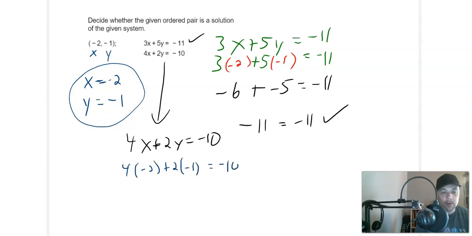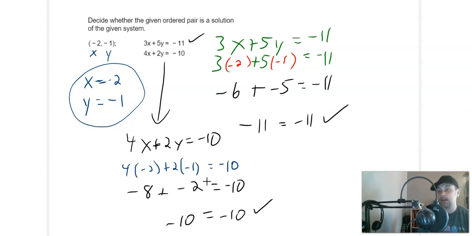I'm sorry I didn't color code it as nicely this time, but I think you get the idea of how to plug in a number for a variable. And then we're going to get negative 8 here when I simplify this, plus negative 2. And when I add those together, I get negative 10. That's exactly what I have on the right-hand side. And so it also works in the second equation.